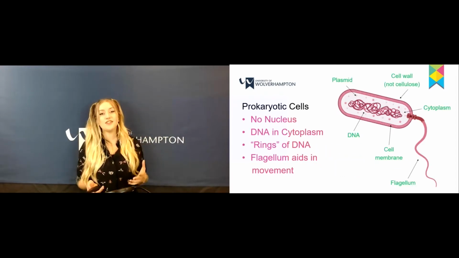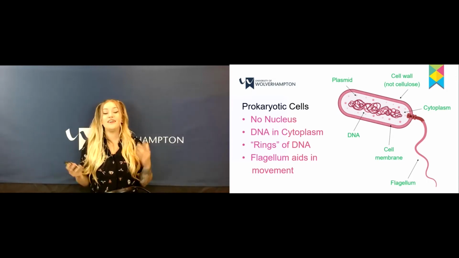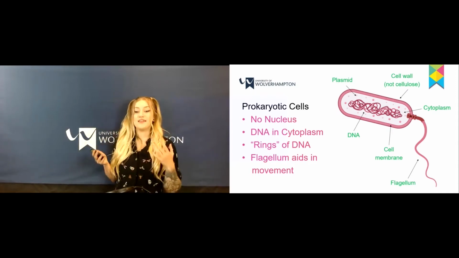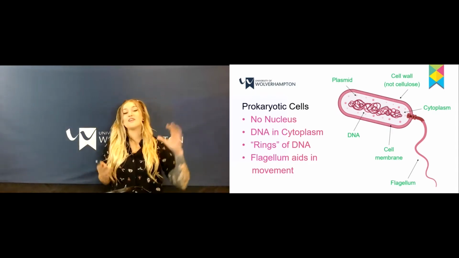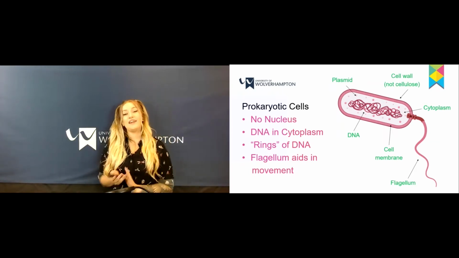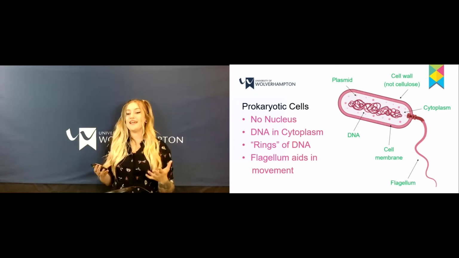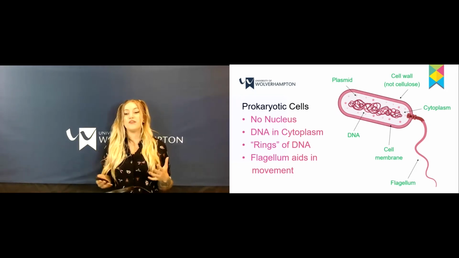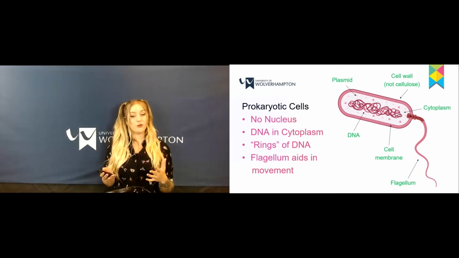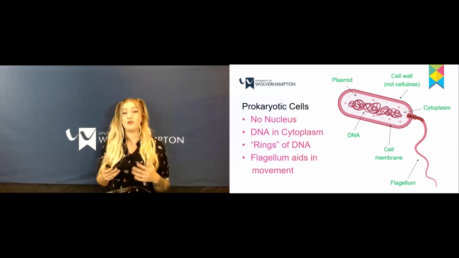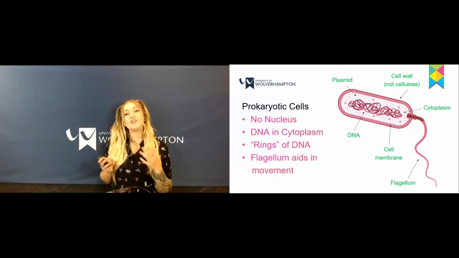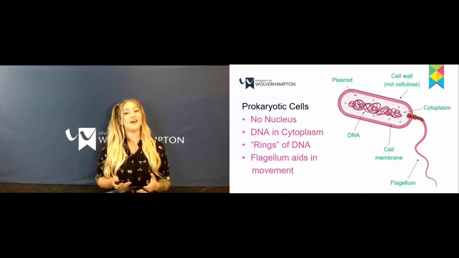So as we said, our prokaryotic cells are the cells which have no nucleus. You can see in this diagram that the DNA is all in the middle and it's not confined. Sometimes you can get rings of DNA, and these are called plasmids. And you can see there the plasmids are floating around within the cytoplasm. They also have a cell wall, but not made of cellulose like you'll see in the plant cell later, and they have a flagellum. And this flagellum is just to aid in the cell's movement.